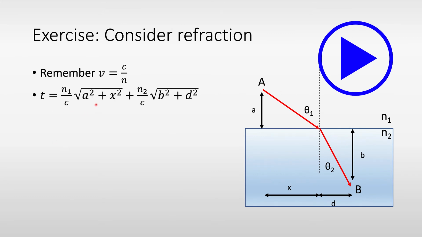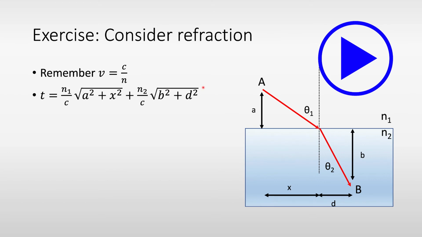The overall time is going to be the distance from A to the interface, which is the square root of a squared plus x squared. So that's just using Pythagoras' theorem. And we divide that by the speed v, so multiply by n1 over c. That's what this is giving us here. Then we can find the time on the other side of the interface, which is the square root of b squared plus d squared.